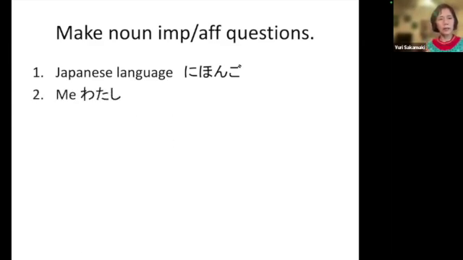And number two, 2番. Is it me? Maybe, are you talking to me? Or are you asking about me? And again, we point our nose. So how would you ask a question? 私ですか? 私ですか?